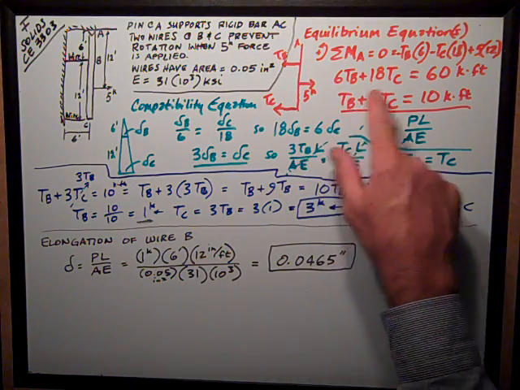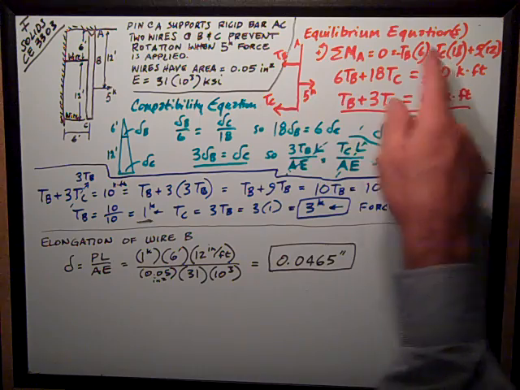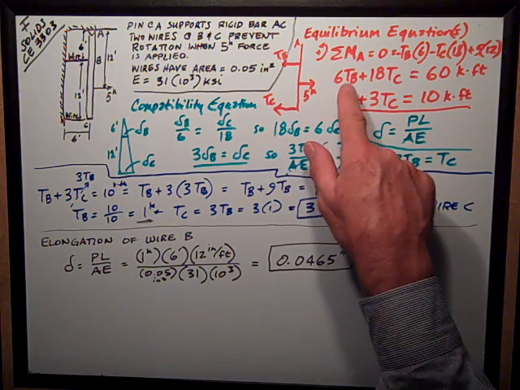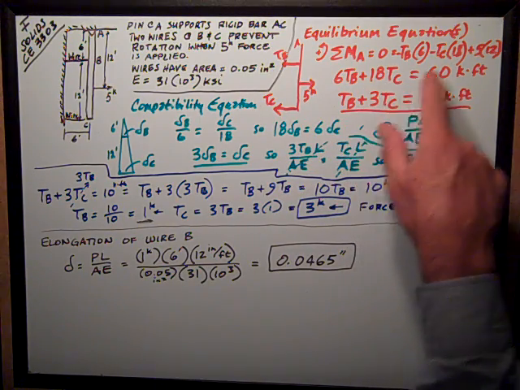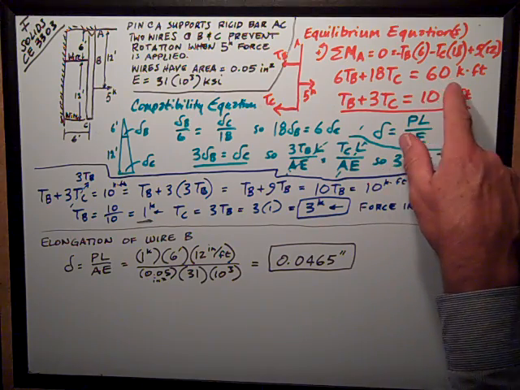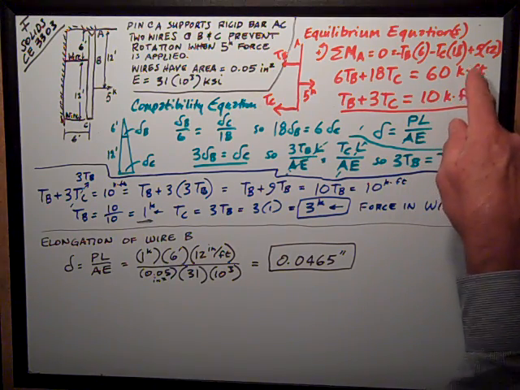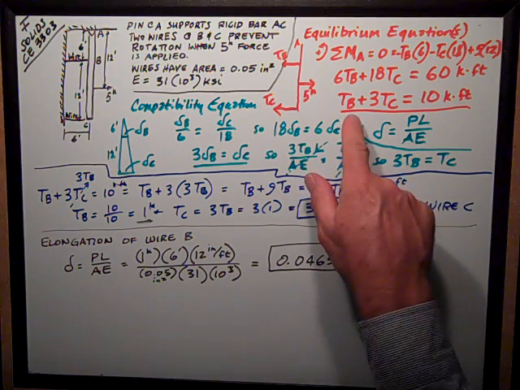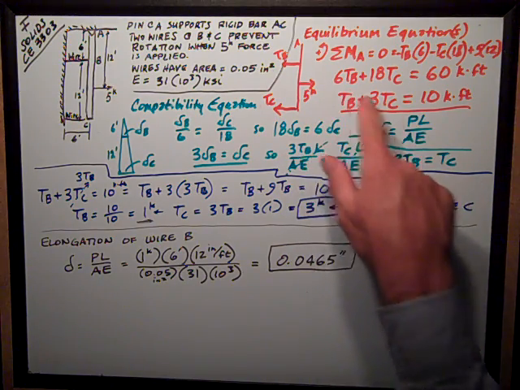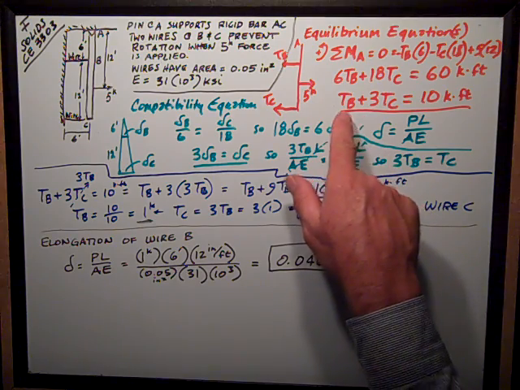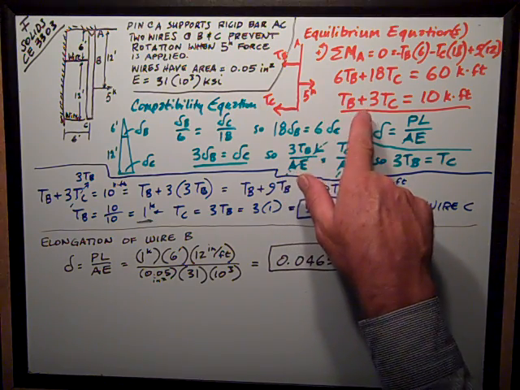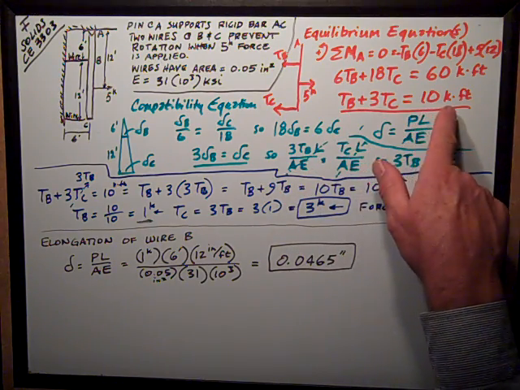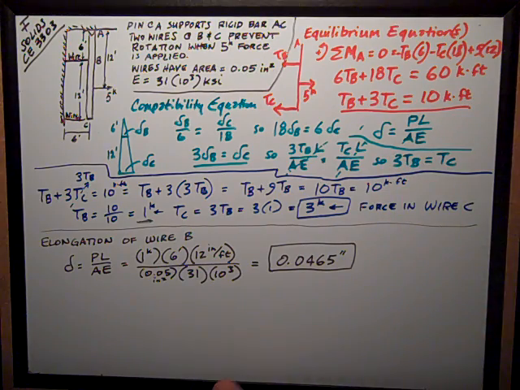Doing the math, moving these terms to the other side of the equal sign, I get 6 TB plus 18 TC is equal to 60 kip feet. That's the moment caused by that 5 kip force. So, simplifying, I get it down to TB plus 3 TC is equal to 10 kip feet.